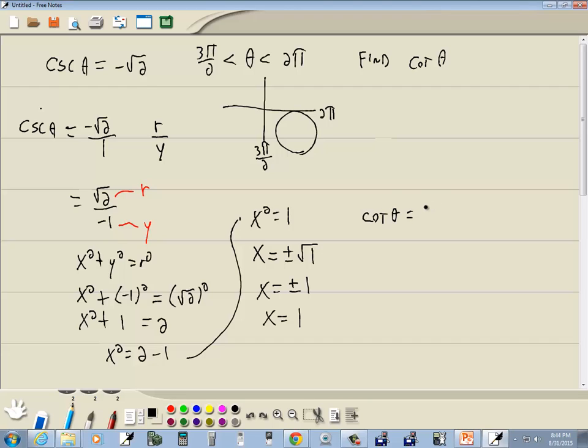Well, remember cotangent is equal to x over y. X we just said was 1. And y is negative 1, sorry. So then 1 divided by negative 1 gives us a negative 1. And that would be our answer.